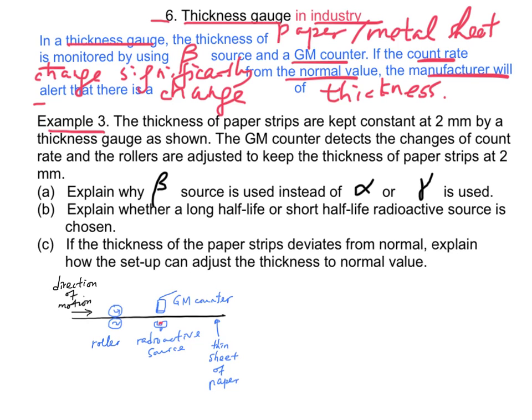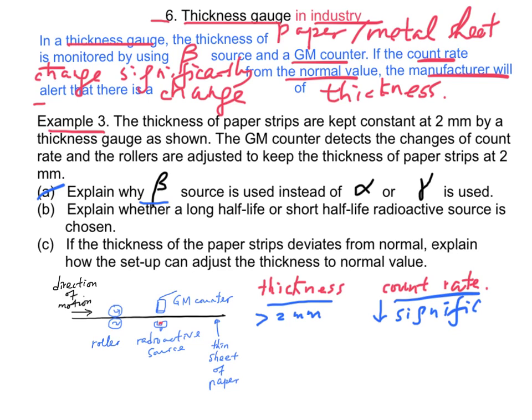Example 3, Part A. We use beta source because if the thickness of the paper is larger than 2 mm a bit, the count rate will drop significantly. If the thickness is slightly shorter than 2 mm, the count rate will increase significantly. Therefore, we should use beta source.